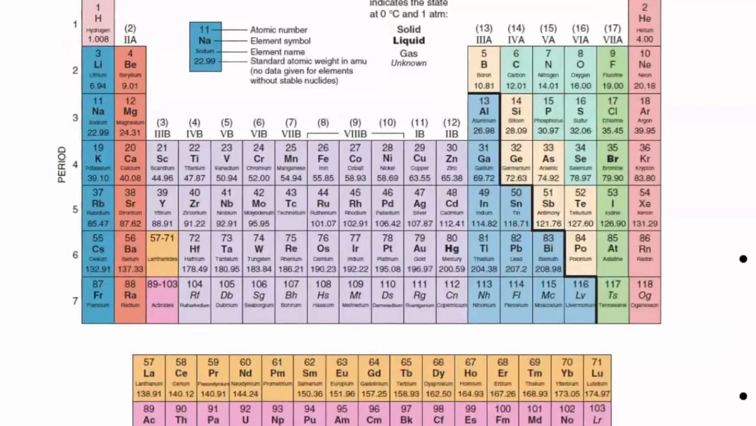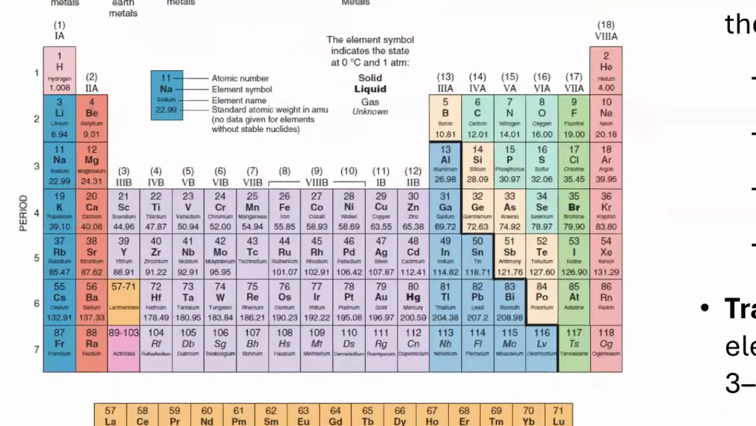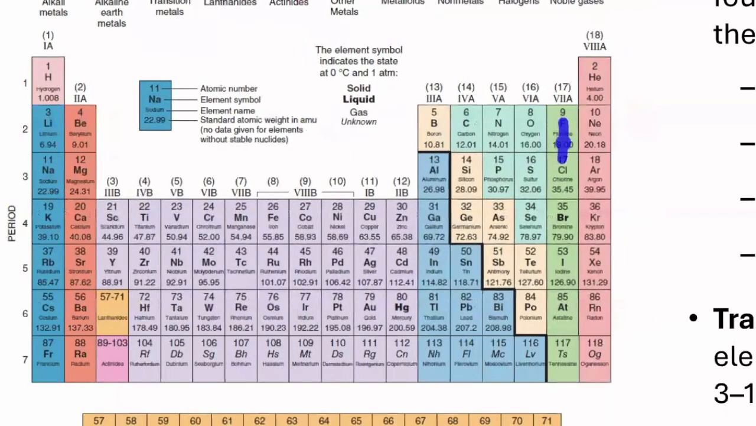Some of these groups have a specific general name. The elements in group 1A right here are known as the alkali metals. The elements in 2A, which are right here, are known as the alkaline earth metals. Next, the elements in 7A are known as the halogens. And lastly, the elements in 8A are known as the noble gases.